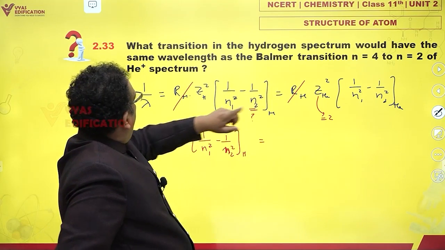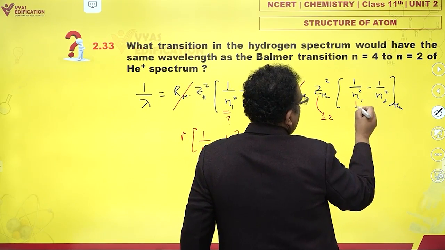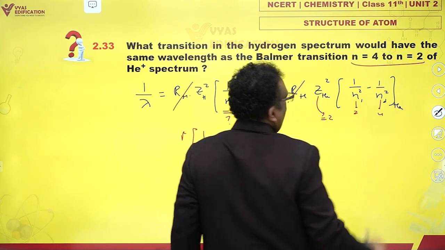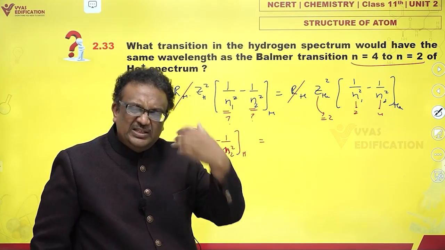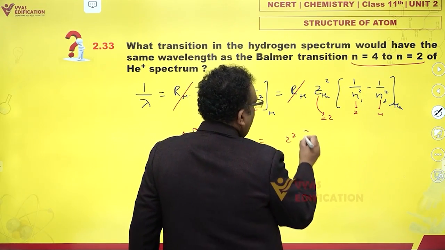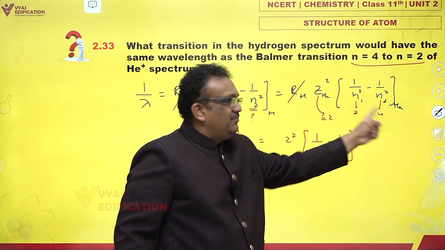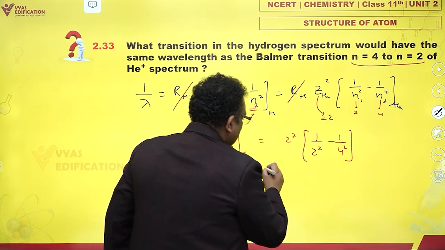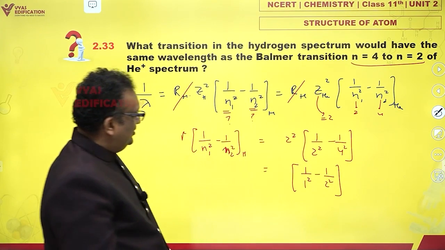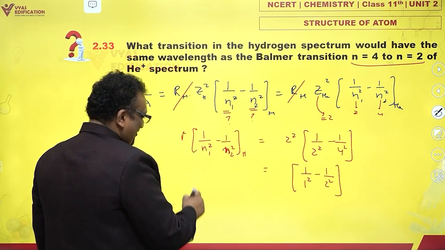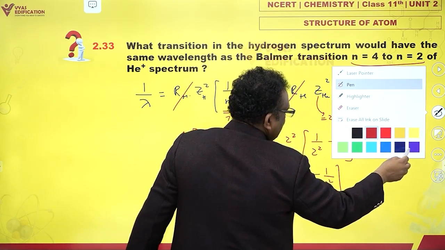Balmer transition of 4 to 2 of He plus spectrum. Now I know that this is given to me as 2 and this is given to me as 4. And Z also has been given to me as 2. I'll just substitute. What do I get? 2 square, 1 upon 2 square minus 1 upon 4 square. This is for helium. Could I just take this 2 square in? I can. It becomes 1 upon 1 square minus 1 upon 2 square. Oh wow. Just look at this, 1 upon 1 square. Just notice this. There's a one to one correspondence.